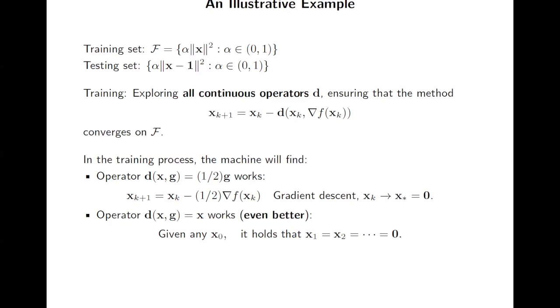But the machine doesn't know that. The machine will think the second operator is better than the first one because it converges in one step. But as we know, the second one is surely not a good algorithm. If we slightly change the problem, it fails. This example can somehow show why it is not that stable.